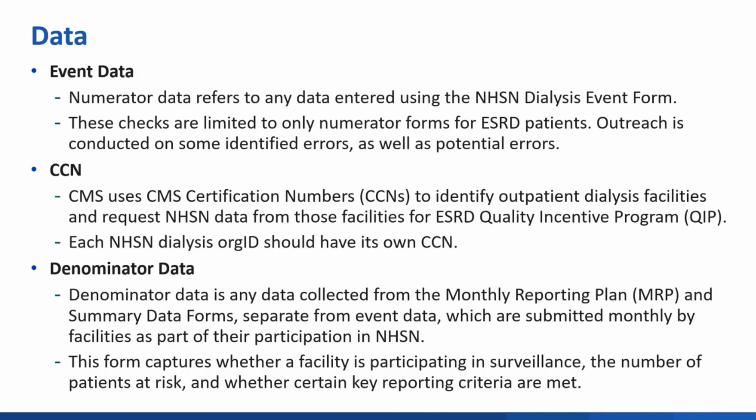And then we also look at denominator data. This data is collected using a different form, which is the monthly reporting plan and summary data forms. This is separate from the event data, which is submitted every month that we talked about at the top of the slide. This is what creates a denominator of the data, and it tells us the number of patients that are in the population. So we can use this to calculate BSI rates and things like that. This form captures whether or not a facility is participating in surveillance. So even if they have no events, we still expect them to submit denominator data. It tells us the number of patients at risk and whether certain reporting criteria are met.